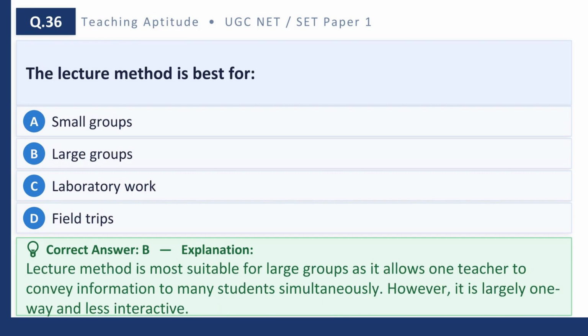The lecture method remains a staple in education, especially because it is best suited for large groups. It allows a single teacher to share information with many students at the same time efficiently. While it is often a one-way form of communication with less interaction, it is highly effective for delivering a large amount of content.